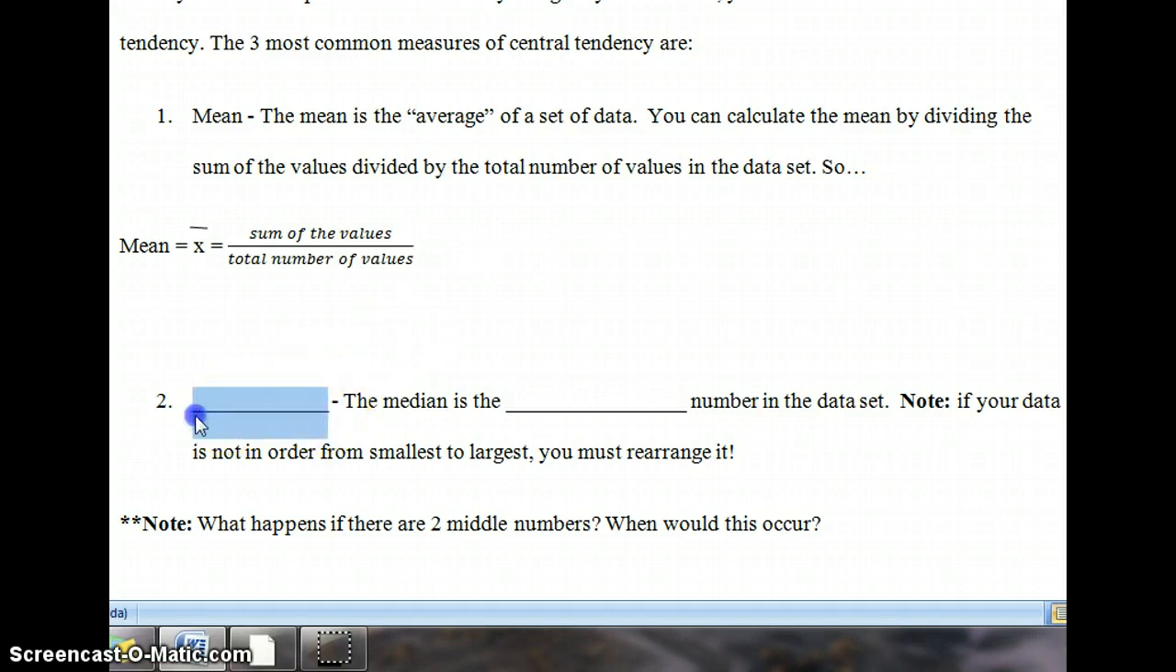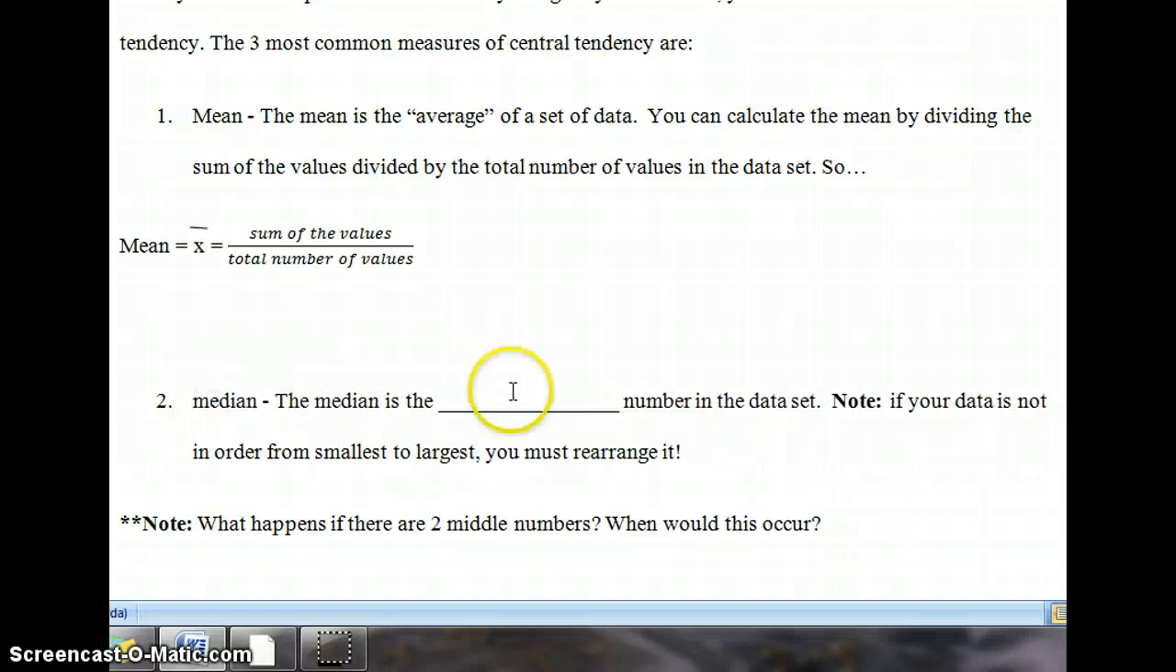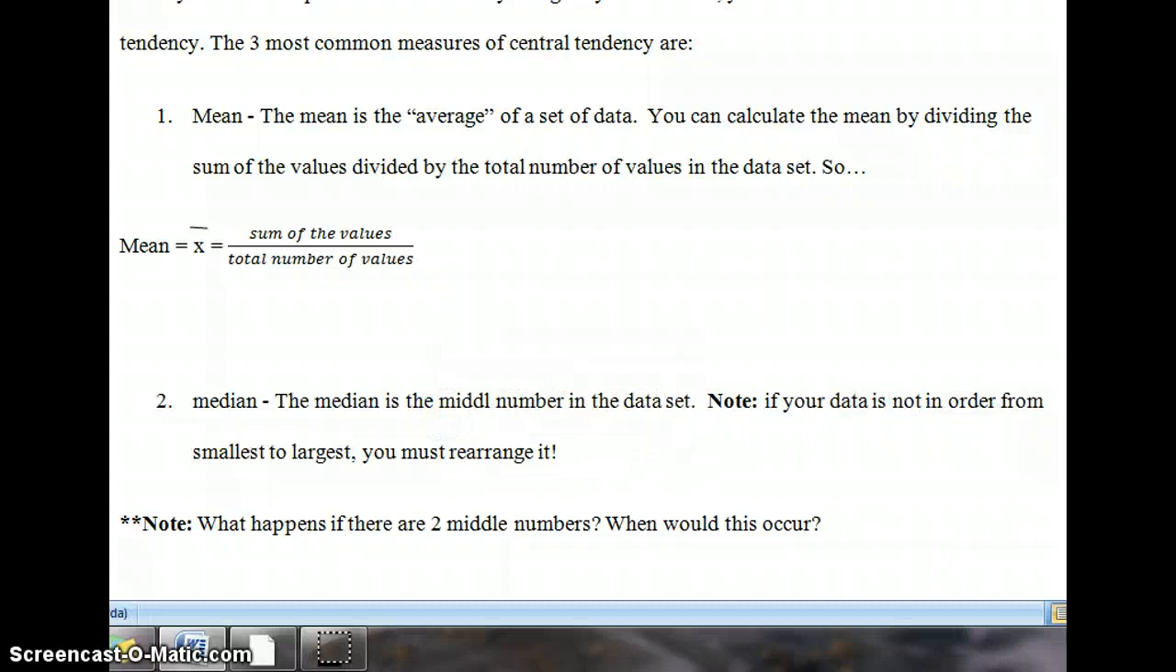Our second measure of central tendency is the median. The median is the middle number in the data set. I'm going to make one point: if your data is not in order from smallest to largest, you must rearrange it. You can't just take it in that scattered order and choose the middle number. You need to rearrange it.